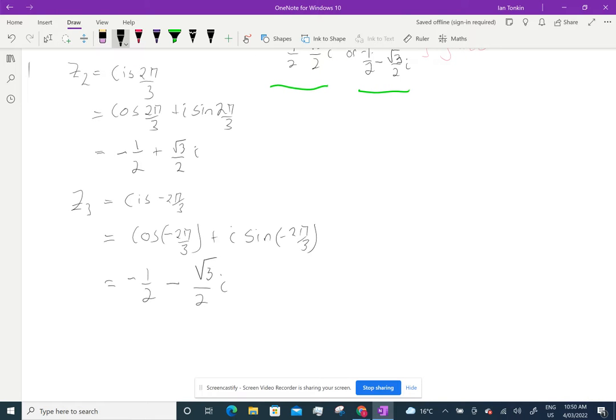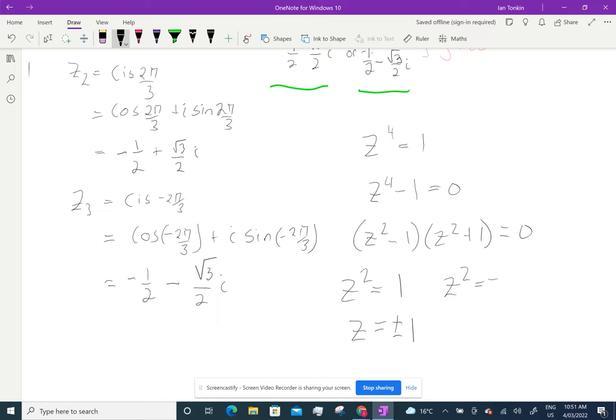Let's take one more example: z⁴ = 1. If I take z⁴ = 1, you're going to think, oh, there's plus or minus 1, they're the only two solutions. No, there are 4 solutions. To really explain it, z⁴ - 1 = 0, which means we have a difference of two squares, (z² - 1)(z² + 1) = 0, which means z² = 1, so z = ±1. So there are the two we notice straight away. But then we get z² = -1, and we get z = ±i.